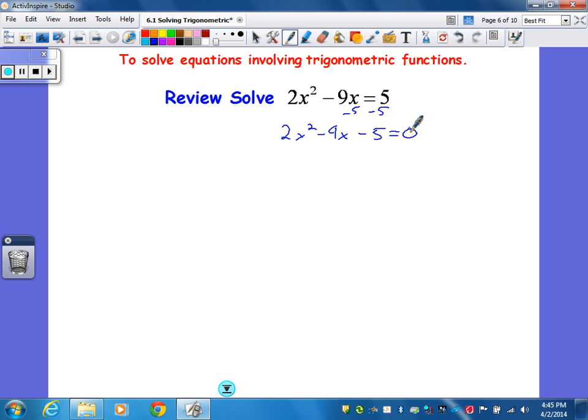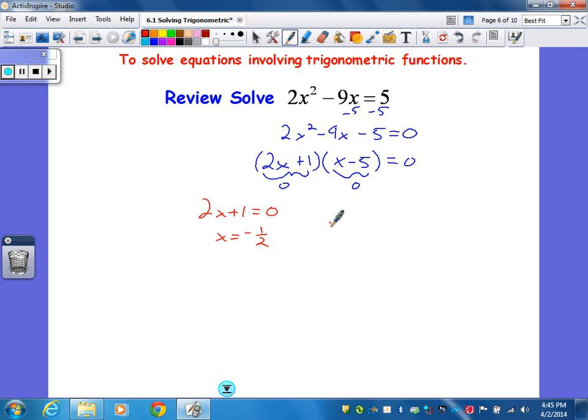Well, from there, oh, look at that. I have 2x plus 1 times x minus 5 equals 0. I set each of this term and this term, that's a nice different bracket, equal to 0. So I'm going to have 2x plus 1 equals 0. So x is equal to negative 1/2.